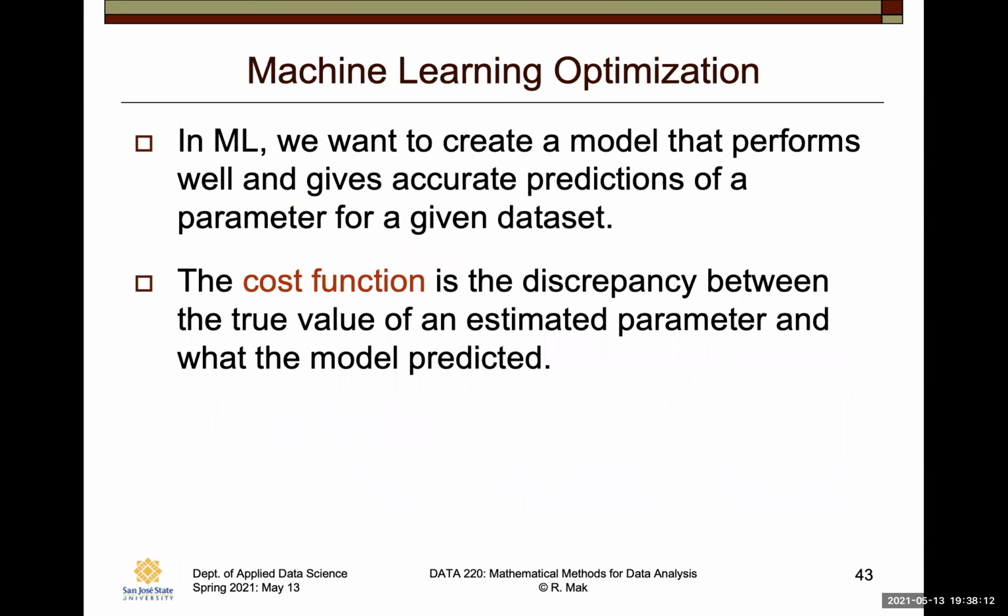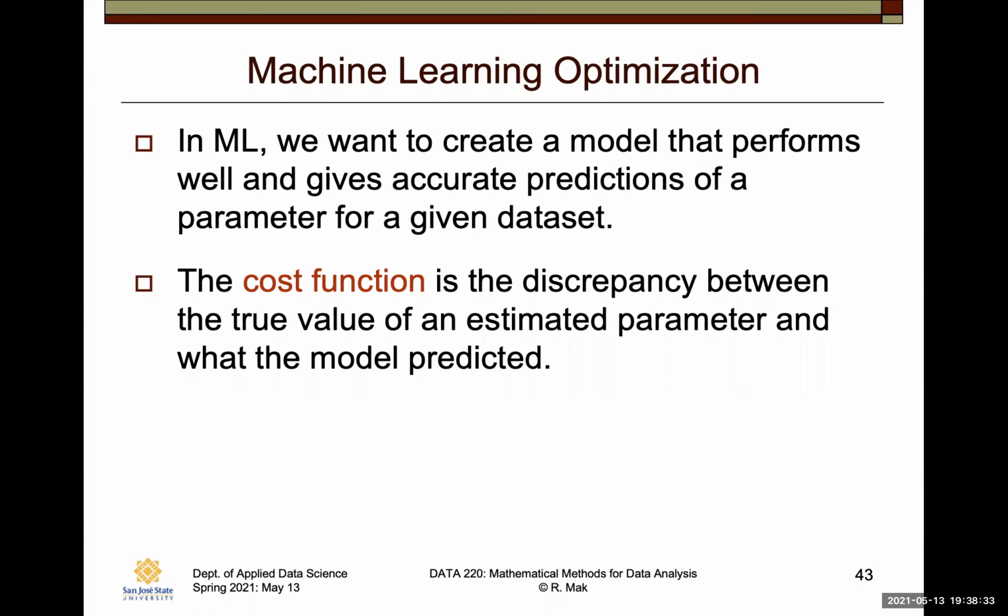All right, now, why do we bother with this? Okay, so in machine learning, you want to create a model that performs well and gives you accurate predictions of some parameter for a given data set, right? So that was the whole purpose of machine learning, to do these predictions, okay?